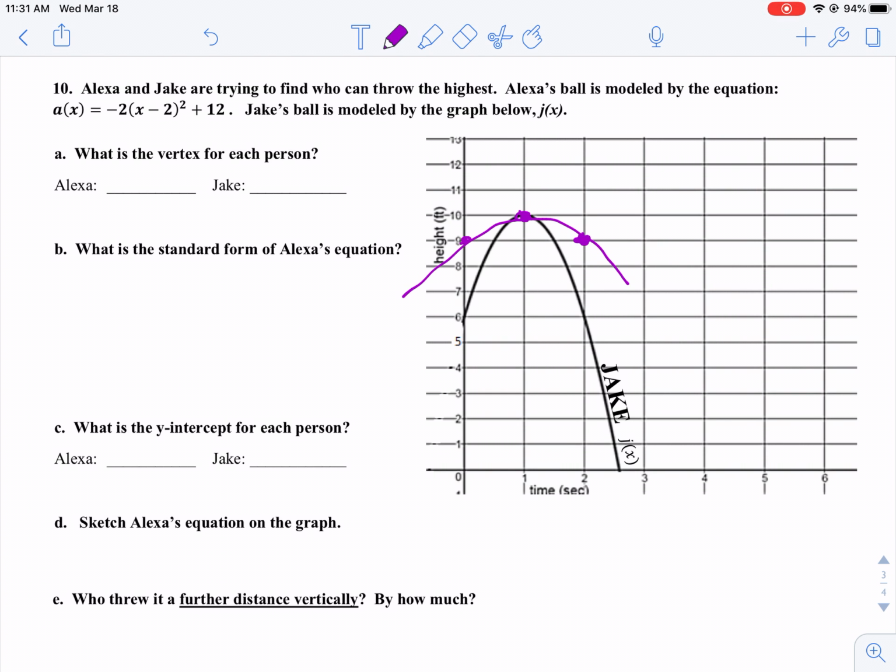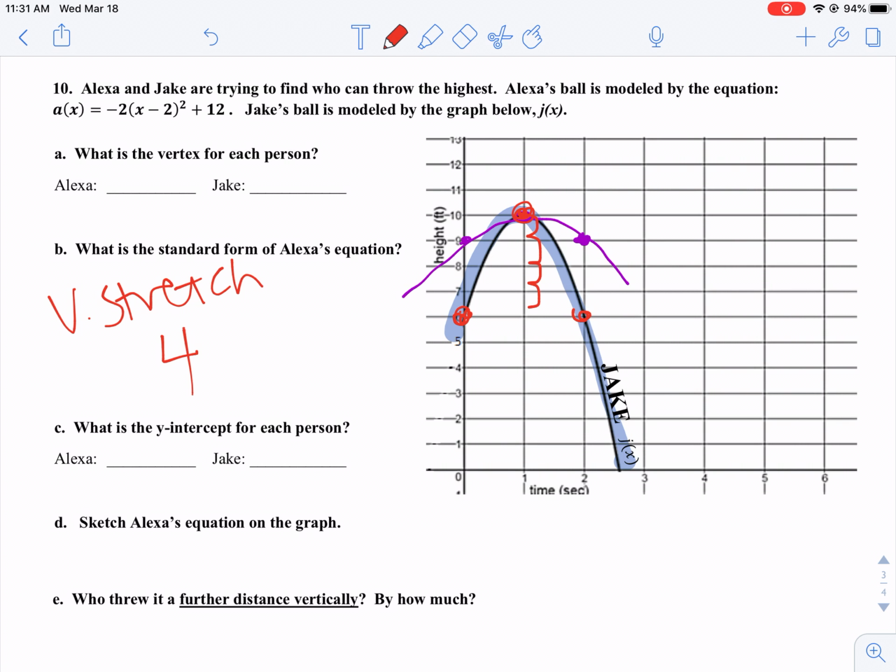Obviously it's sad, so it's going to have a leading negative. If I wanted to find the stretch or shrink for Jake's graph, which is this parabola right here, I'm going to look at the vertex, which is this point right here. And then what is the next point? You can use this point or this point. If it's a vertical stretch, I know that I have to go from this point to that point. I'm going to go down 1, 2, 3, 4. So this has a vertical stretch of 4.